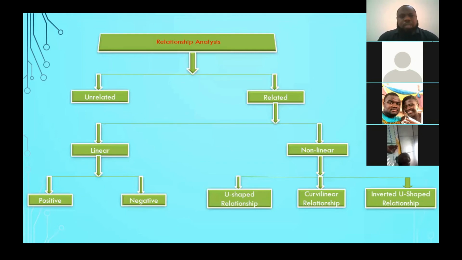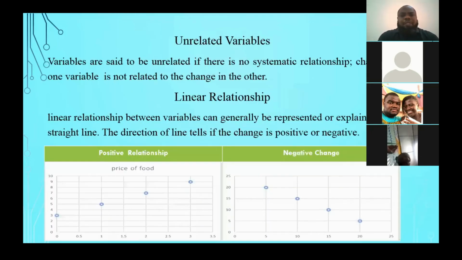I have considered each of these relationships in my next slide. The first I've highlighted here is unrelated variables. Like I said, variables are said to be unrelated if there is no systematic relationship between them.